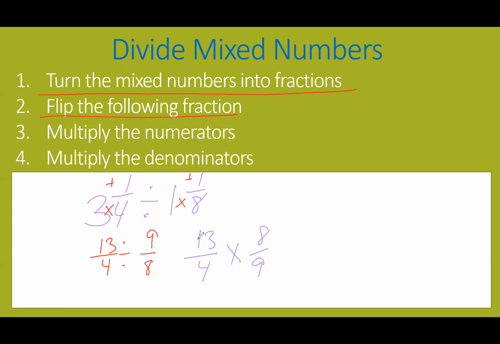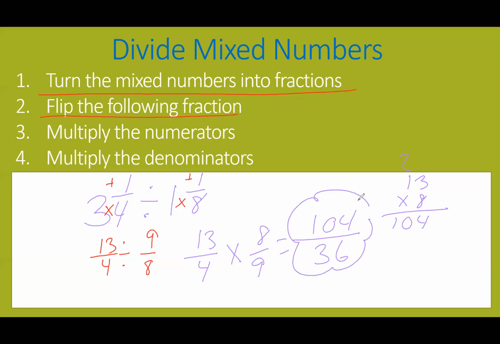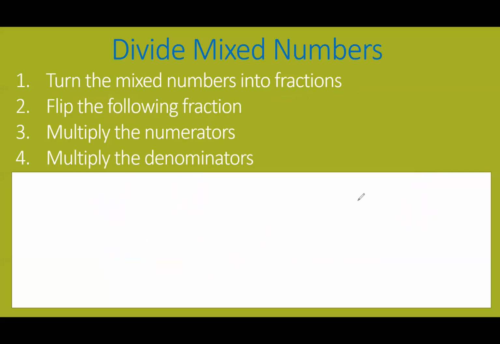13 times 8. What is 13 times 8? 8 times 3 is 24. 8, 9, 10. It's 104. And then 4 times 9 is 36. That's our answer. Very simple. All right, let's do another one, and I want you to pause the video and see if you get the answer. I'm going to make this challenging. 16 and 2/3 divided by 1/2. Pause the video. Let's see what you get.